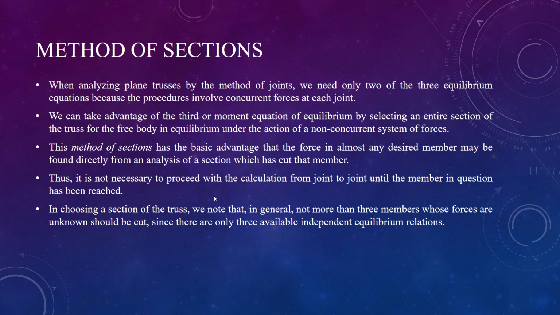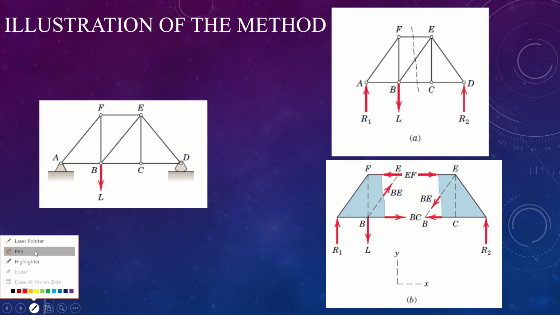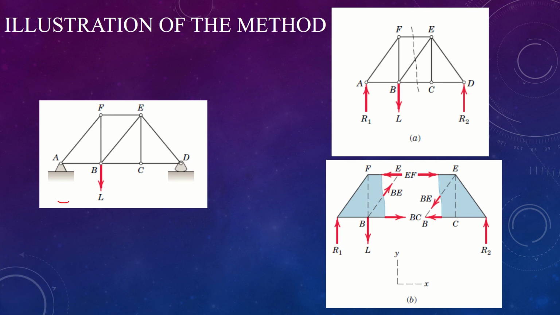To better understand this with an illustration, let us see how we are going to illustrate this. The method of sections will be illustrated as you can see in the figure on the left. Let me select the proper pen. This is the same figure which we used for the method of joints. The truss shown is the same one you have already solved by the method of joints. The first thing is that the external reactions are computed by considering the truss as a whole.